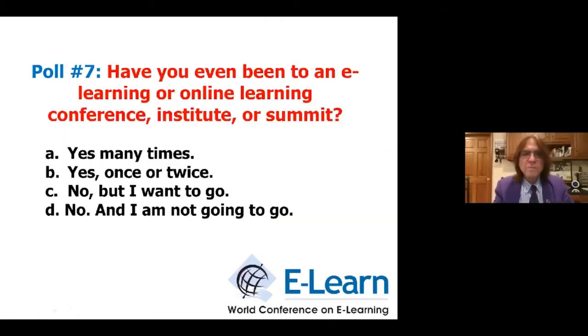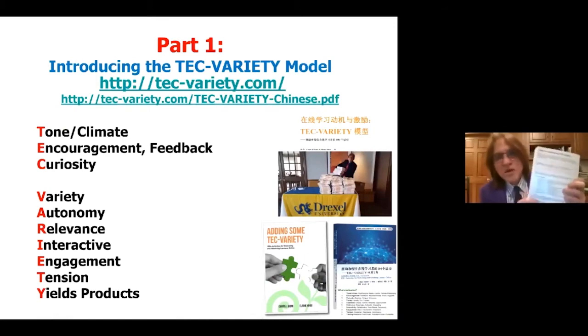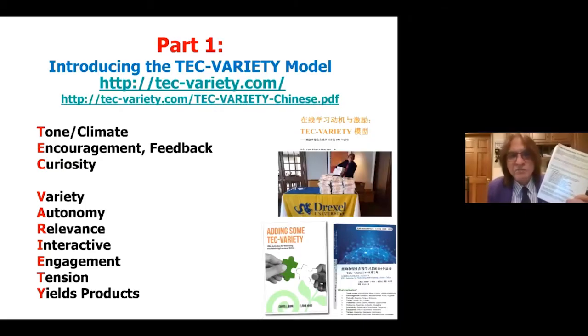So I'll go to part 1. In this Tech Variety book, I go through 10 principles of motivation. The 10 principles are listed there, from tone and climate to yielding products. They spell tech variety. Any one of those is the most important. You can make the case that variety is the most important, or relevance is the most important, or tone and climate is the most important, or feedback is the most important. Each one of those is the most important. All you have to do is pick 3, 4, or 5 of those and structure them in your course, and you will have success. You don't have to do all 10.